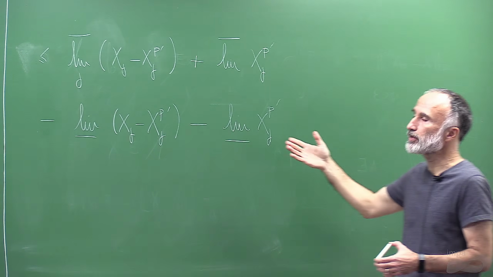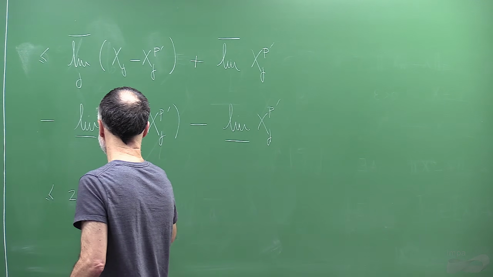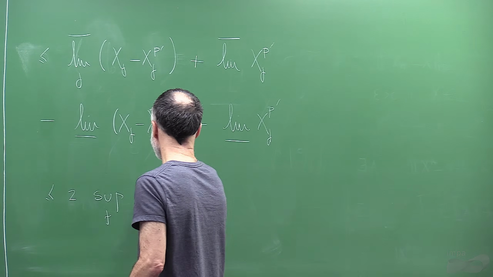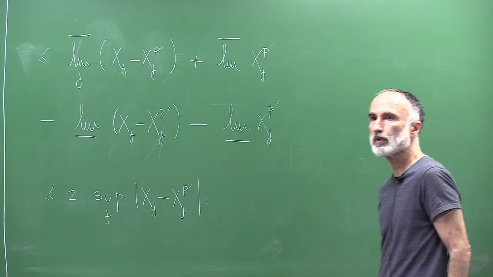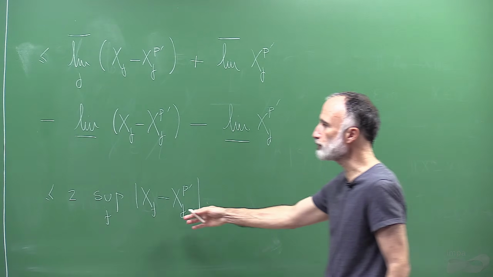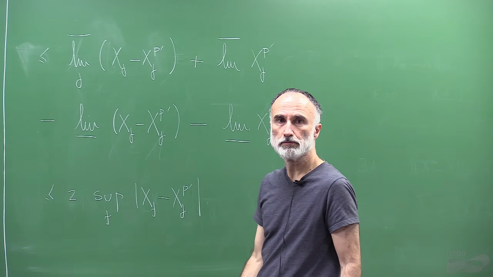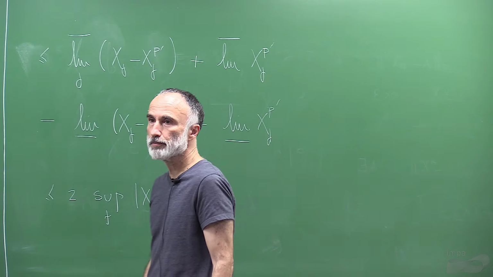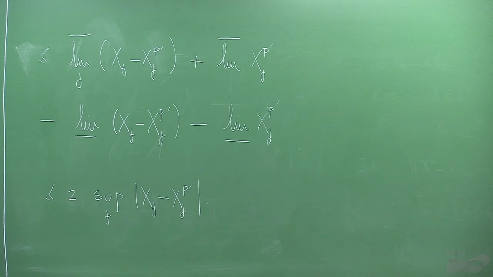But these two, I can bound by the supremum. So this is bounded by twice the supremum over j of x_j minus x_j^{p prime}. And this is going to 0 because we just proved that if I take that sequence, this is converging almost surely to 0. And so A is closed in L1, and therefore A equals L1. And that completes the proof. Questions?